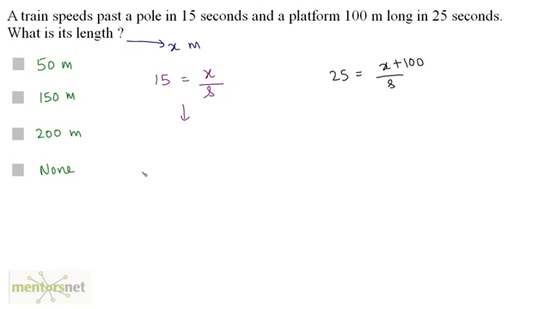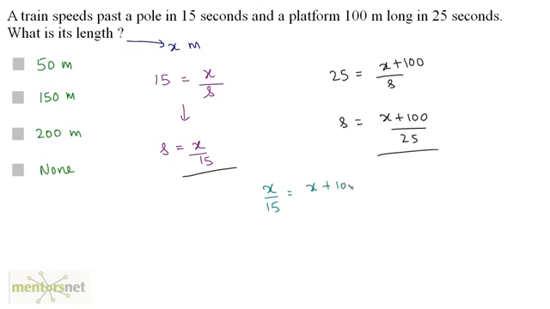Let us solve this equation first. We have s is equal to x by 15, and on the right hand side we have s is equal to (x plus 100) by 25. So we can equate the two terms on the right hand side. We have x by 15 is equal to (x plus 100) by 25. 5 3s are 15, 5 5s are 25.